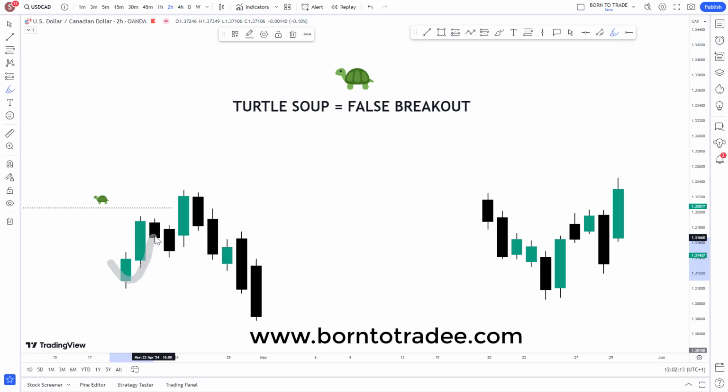You see price returns back to this particular area and sweeps the liquidity above this high. So when price moves above this particular high, what we're going to see in the financial market is that a lot of breakout traders are going to look to trade the continuation of this trend, okay?